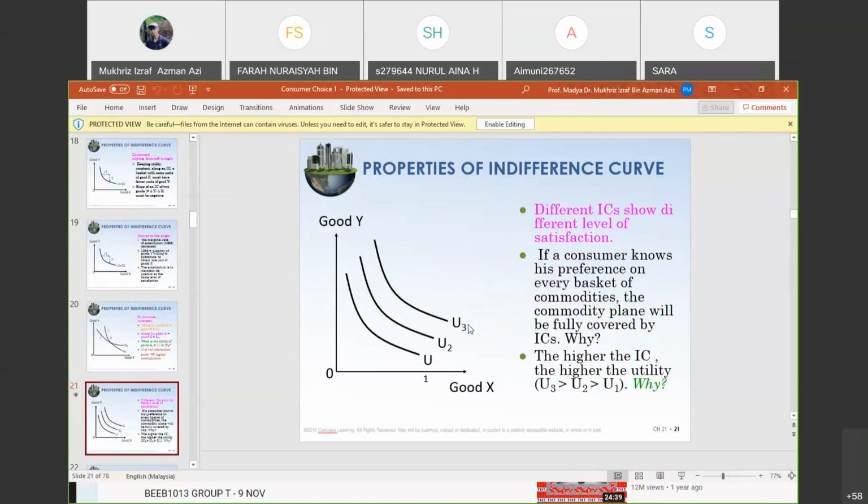Okay, if possible, everyone wants to be at U3, not at U1, because U3 gives you a higher indifference curve, a higher amount of utility or satisfaction.